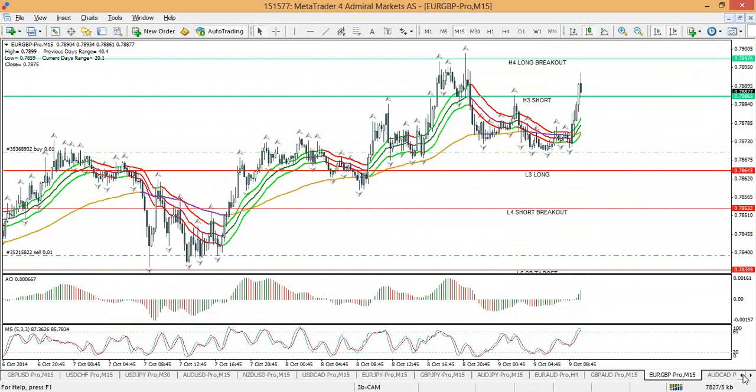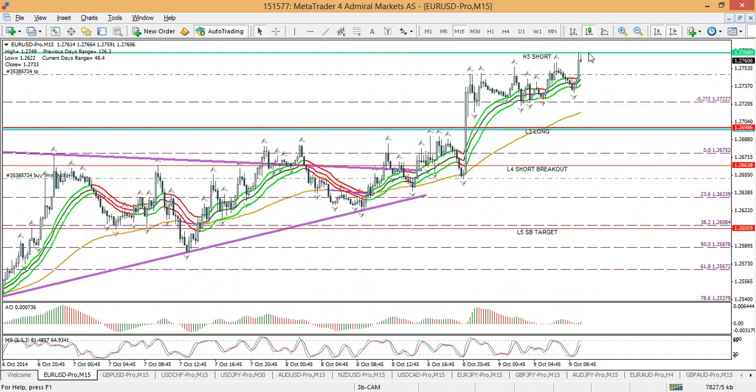And above H3. So it looks like the euro dollar probably would be a better long. So I would like to see price hit H3, which it just did. I would like to see a fractal at H3, which it still has to do. And then I would like to see a break of that. I think that could be a good entry.